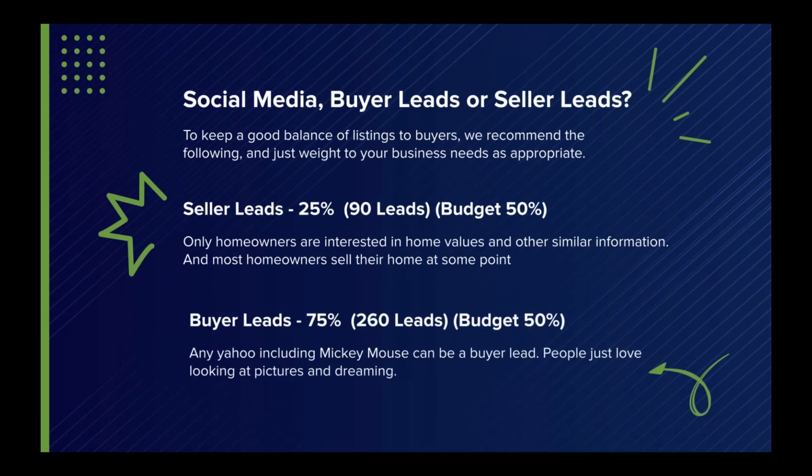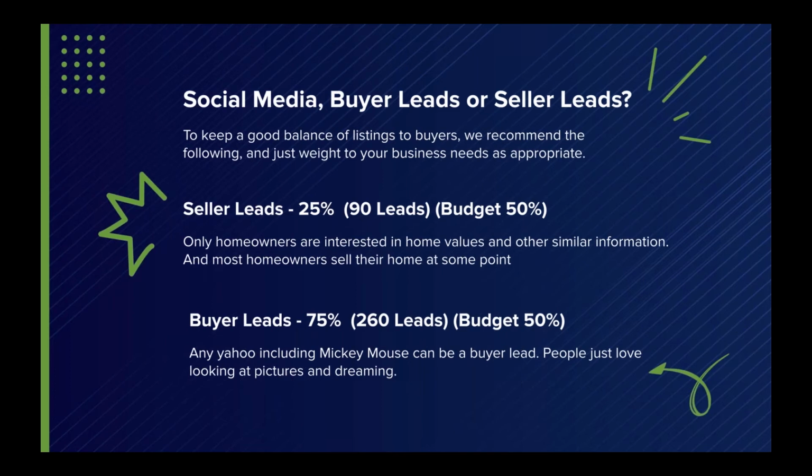Now, just real briefly here, let me bring this whole thing up. We're roughly going to be splitting our budget 50-50 between seller leads and buyer leads, right? That's what I recommend, all right? Seller leads are more expensive, but they typically close at a higher rate, meaning if I generate 100 seller leads, I'll probably close more of those than had I generated 100 buyer leads, all right?